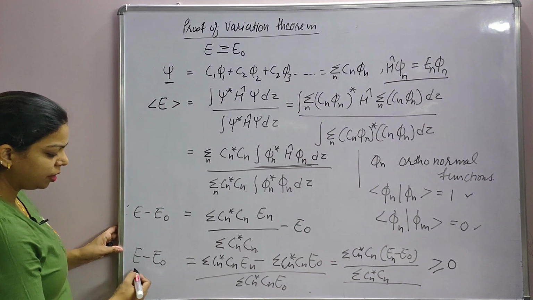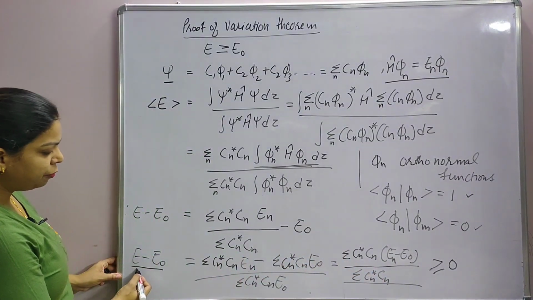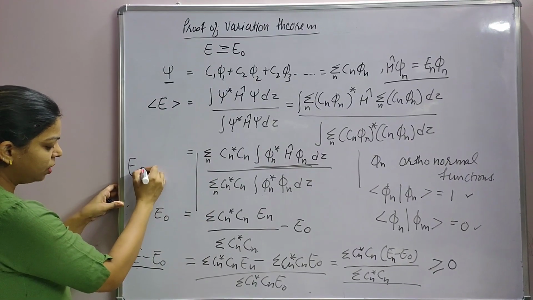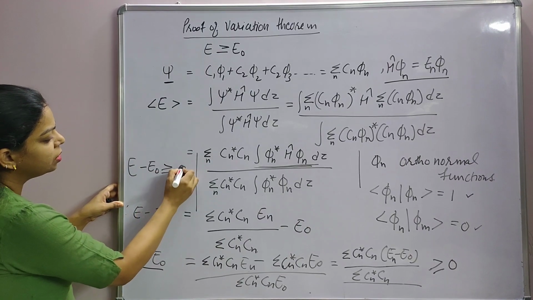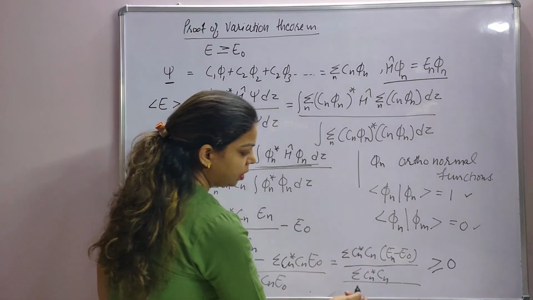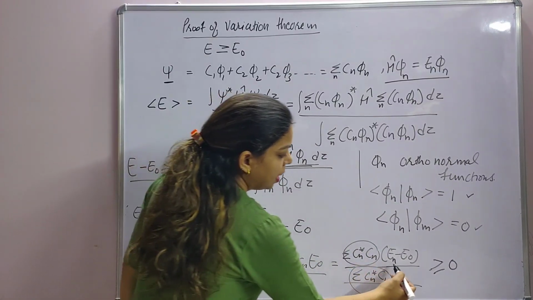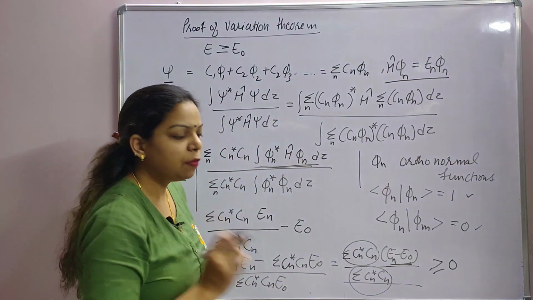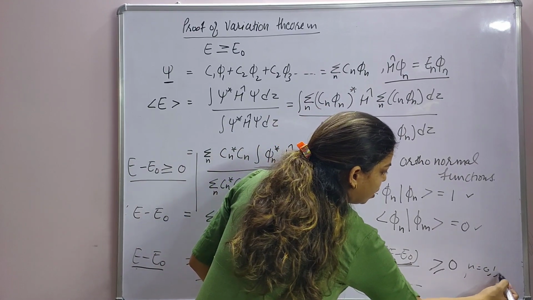So we can say if the right hand side is greater than or equal to 0, the left hand side will also be greater than or equal to 0. That is, E minus E naught is always greater than or equal to 0. So how is this greater than or equal to 0? This quantity is positive, and these two will always be greater than or equal to 0 for any values of n. Values of n can start from 0, 1, 2.